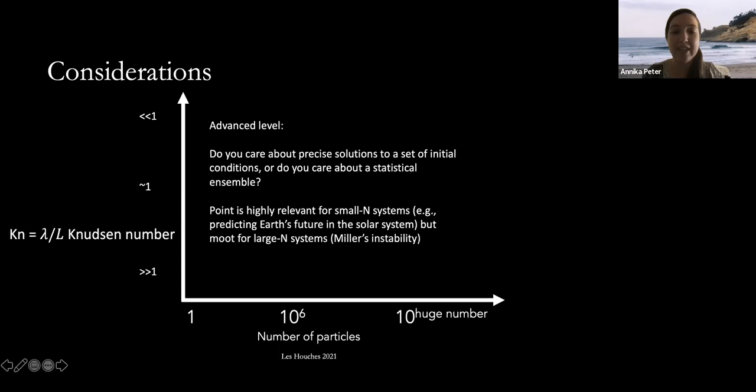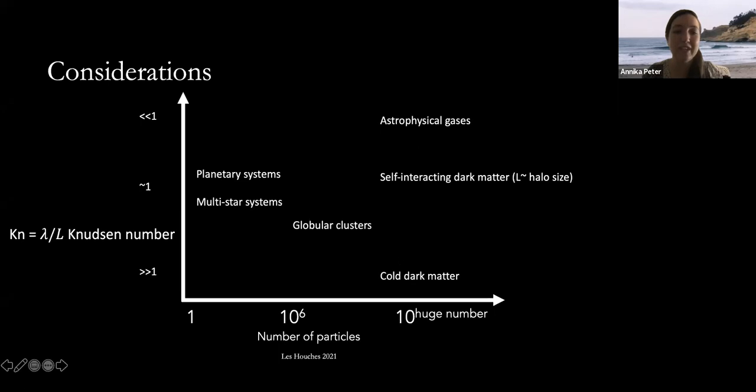All right, and this thing that I label here is Miller's instability. That basically is a statement about chaos in large N systems, where N here is the number of particles. When you've got a lot of particles, your system is super chaotic. So there's that.